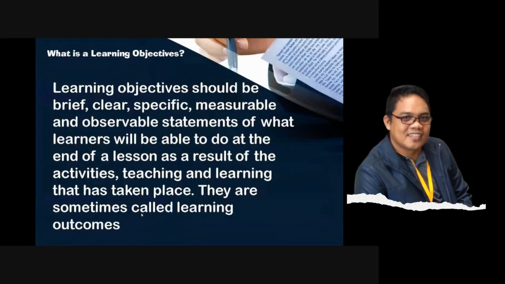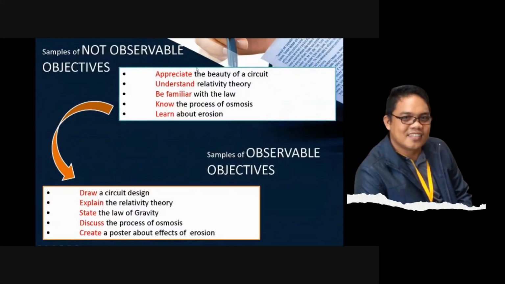Now, the learning objectives should be brief, clear, specific, measurable, and observable statements of what learners will be able to do at the end of a lesson as a result of the activities, teaching and learning that has taken place. They are sometimes called learning outcomes. Again, our objectives should be brief, clear, specific, measurable, observable statements. In this part, the upper part are the objectives that are not observable. So, bawal po itong gamitin ng words appreciate, understand, be familiar, know, at learn. Okay? Some of you, I think, use know. So, bawal po ito. Ang gagawin natin is gagawin natin observable objectives.